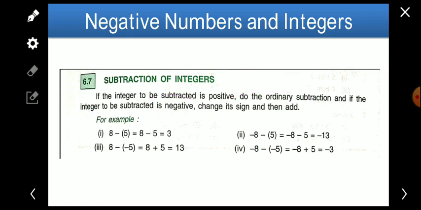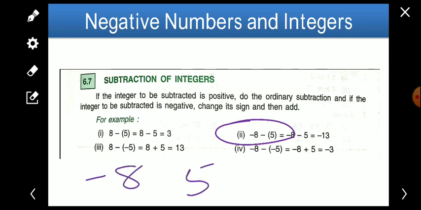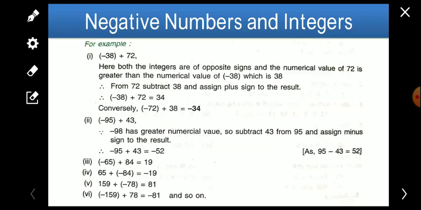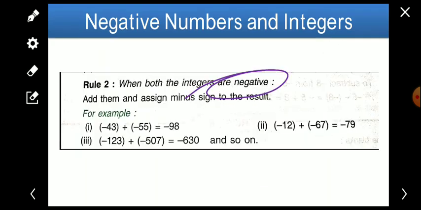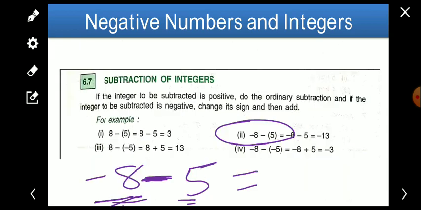Suppose one example has been taken: minus 8 and 5. One negative and one positive, and we have to subtract. Then we'll put the minus sign for the subtraction, not for this. Now you see minus sign and minus sign, so both are negative. Again the condition has come that both are negative, so simply we will add them.